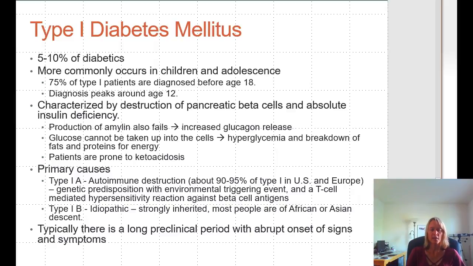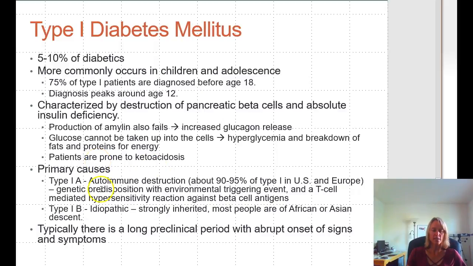Type 1 is characterized by destruction of beta cells, leading to an absolute insulin deficiency. We also have decreased production of amylin, which leads to increased glucagon release. So glucose cannot be taken up into the cells. This results in hyperglycemia and the breakdown of fats and proteins. Because we can't get glucose into the cell, we break down fats and proteins for energy. That leads to the buildup of keto acids, and these patients are prone to ketoacidosis.